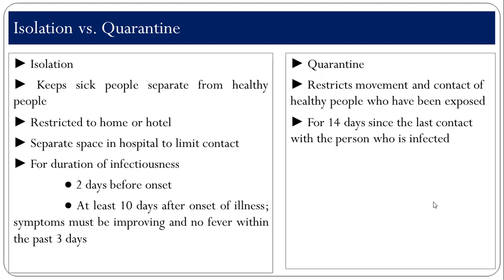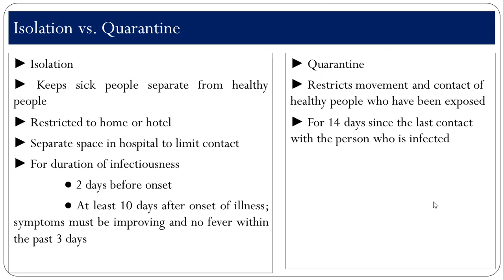In some places, people may go to a hotel or find another place where they can be separate from others. In hospital, a patient will have a separate space and very limited contact with anyone except healthcare workers who are wearing the appropriate masks, gloves and gowns to keep them safe. This is basically the definition of isolation.